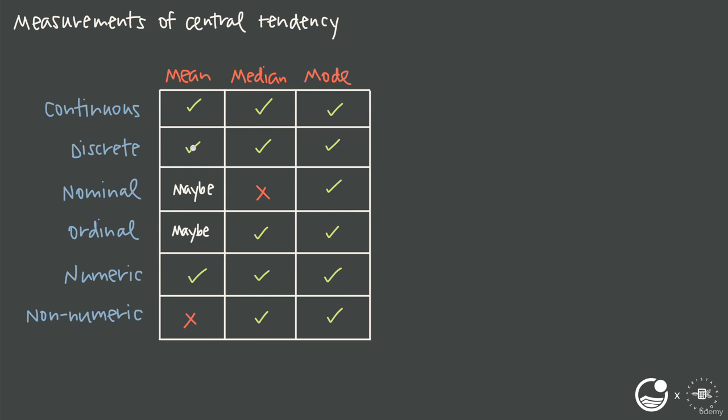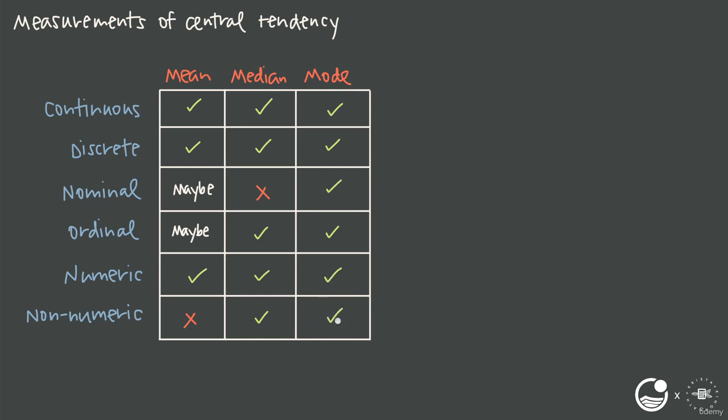Skipping around here, we can think about, for instance, the mode of numeric versus non-numeric data. We've already looked at the mode of numeric data. We had that data set earlier where the data point 32 occurred twice in the data set, and we said that the mode of that data set was 32.